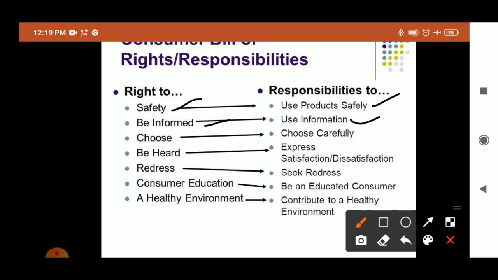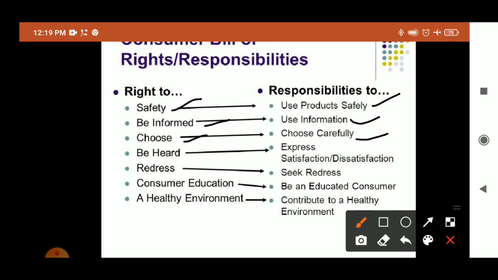The third right is choice. Choice is where people are given the right to select their own products, and at the same time the consumer should be responsible while choosing. He should be very careful while selecting the products, because the decision maker to buy the product is the consumer, as we already saw. So while buying, he should be very careful.